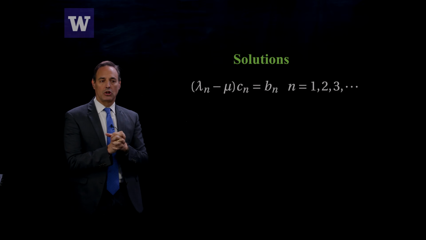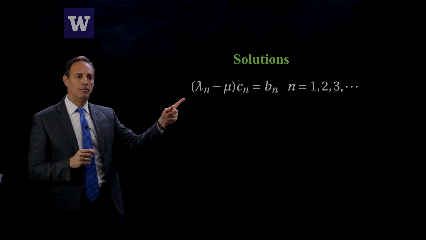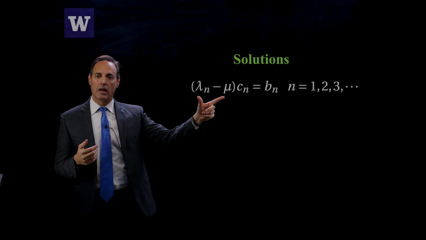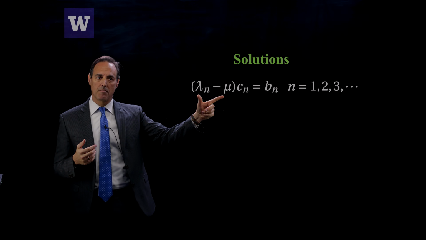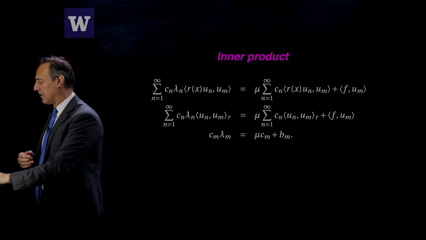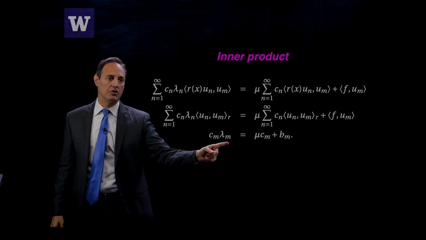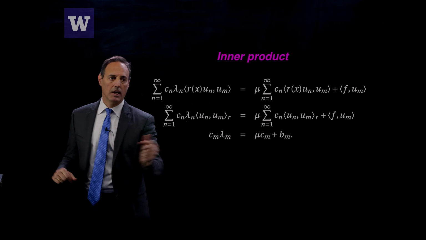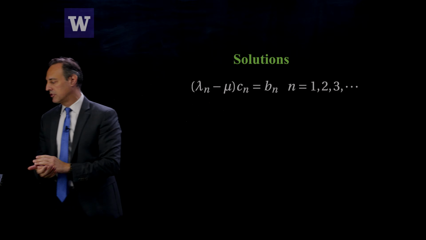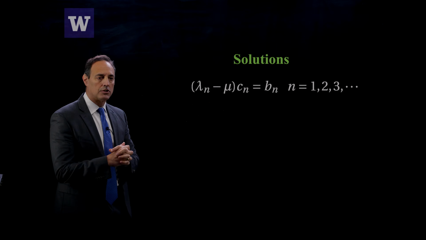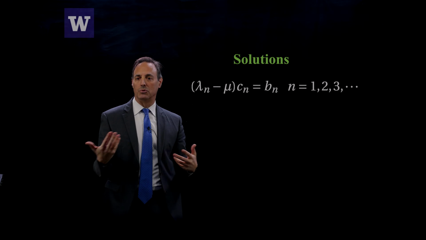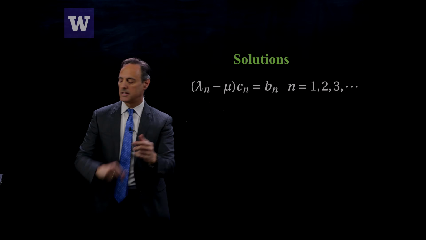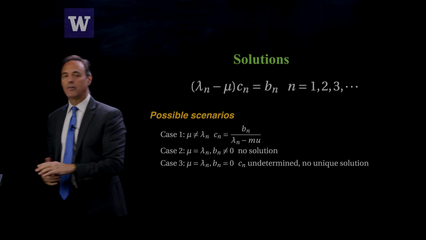So when do I get solutions? Well, when this holds. Remember, I've computed the b of n, and so now I have this expression here: lambda n minus mu, c of n is equal to b of n. And that comes from just rearranging this. Move this to this side over here, and you have exactly this expression right here. So when do I find solutions? All right, so I've got everything reduced down. I'm trying to find the c of n, and there are some different scenarios.